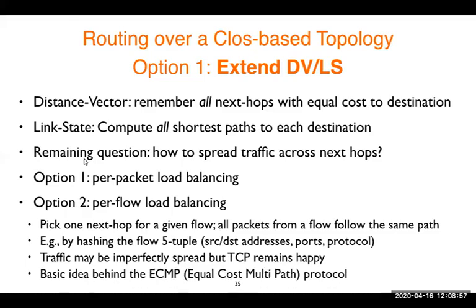So this is basically the idea behind a protocol called equal cost multipath forwarding, which basically spreads flows across equal cost next hop neighbors. So is this clear? What we're going to do in this first design option, we're going to take a distance vector or link state protocol with some extensions, and then we're going to do something like per flow load balancing to actually forward the traffic across all of those multiple paths. Any questions before I move on?